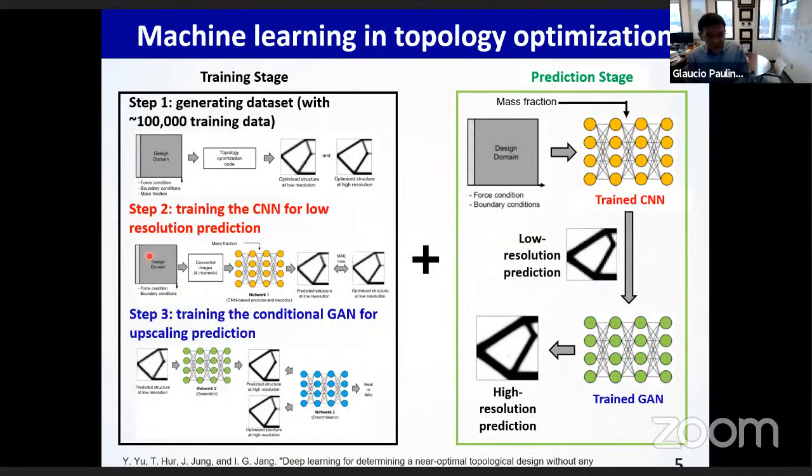Before I answer that, I just want to give a brief overview of the literature. This is a representative paper. A lot of the literature does a lot of offline training. They train the machine learning model, and later they try to get the solution of the problem for certain boundary conditions in one shot, either at low resolution or high resolution, as you can see here on this slide.